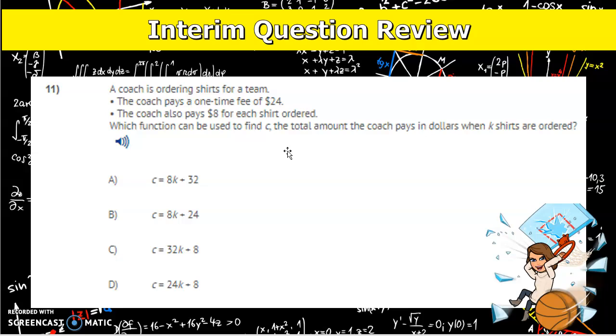All right, interim question. So it says a coach is ordering t-shirts for the team. The coach pays a one-time fee of $24. The coach also pays $8 for each t-shirt ordered. Which function can be used to find C, the total amount the coach pays in dollars when K shirts are ordered? So we're not using Y and X, now we're using C and K. But it's the same thing. We want to go ahead and find that equation. Which one is the slope? Which one is the y-intercept? So go ahead and pause.